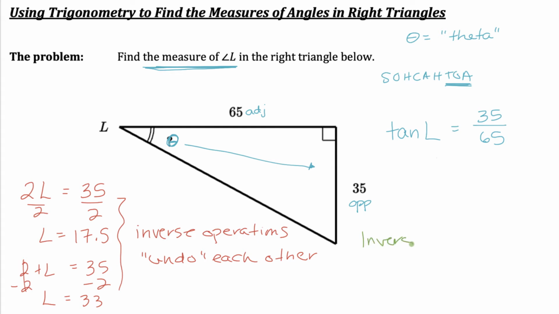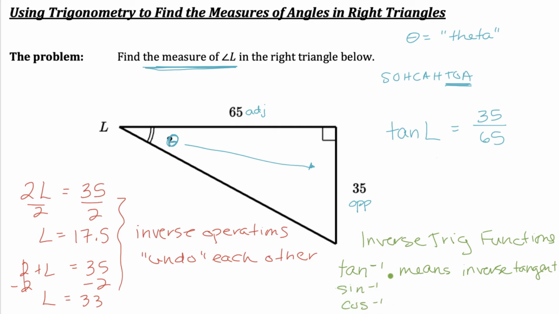So inverse trig functions are denoted by this. The inverse of tangent is tangent with what looks like an exponent of -1. It's not an exponent. This is just the way we say inverse tangent. So this means inverse tangent. And likewise, sine inverse and cosine inverse, right? These mean inverse tangent, inverse sine, inverse cosine. So I can use this inverse tangent over here to undo what's happening over here.